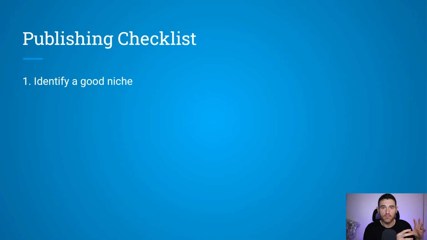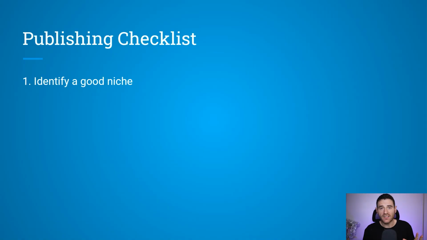By this, I mean it generally needs to have 2 different elements to it. First of all, it needs to have traffic, because if you're publishing in a niche that doesn't have traffic, you're not going to get enough people there to buy your book. But on the other side, it can't be too competitive. So the ideal niche has traffic, but it's not overly competitive.